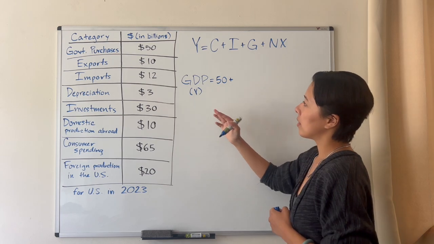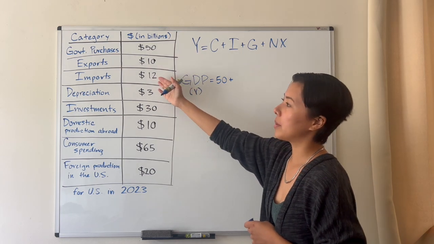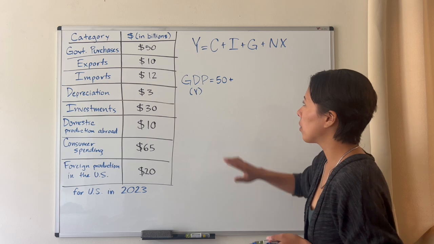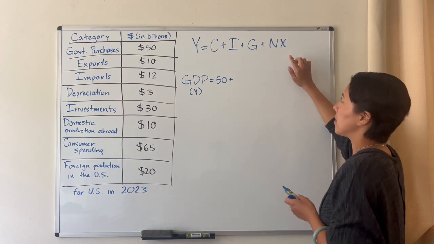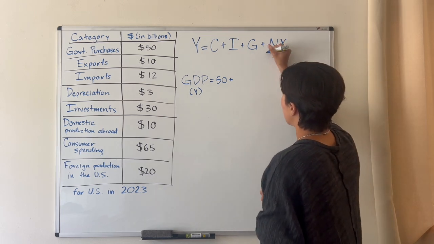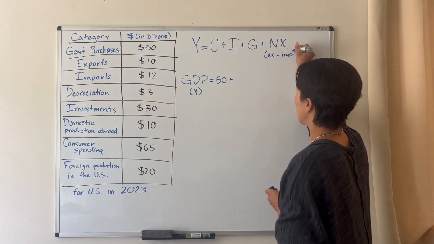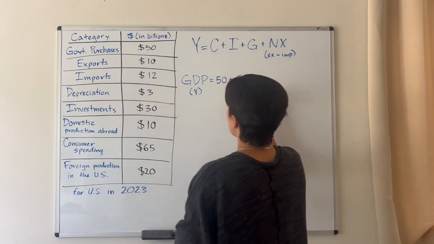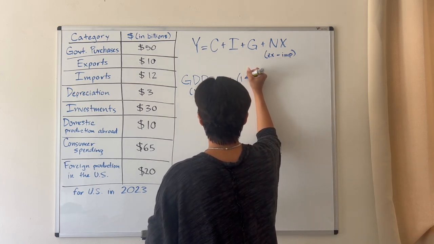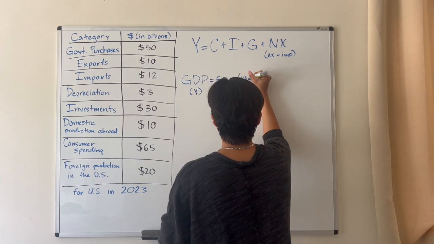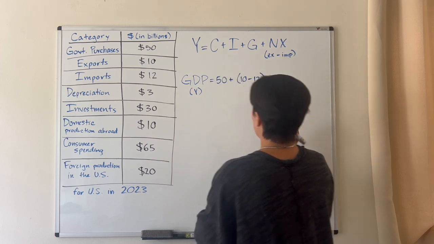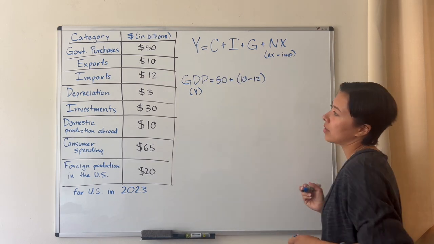And now we have this exports and imports situation. We know from our formula that what we need to do here is calculate net exports, which is going to be exports minus imports. So we'll say exports is 10 and imports is 12. So we can include that in our formula like this.